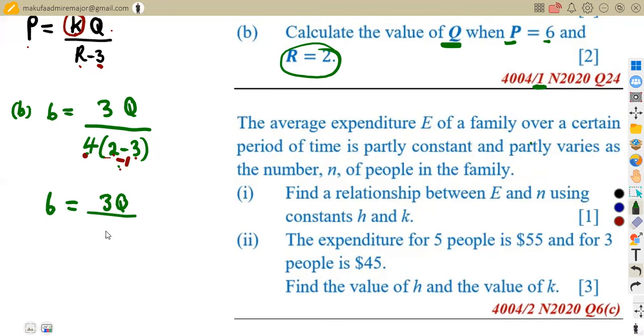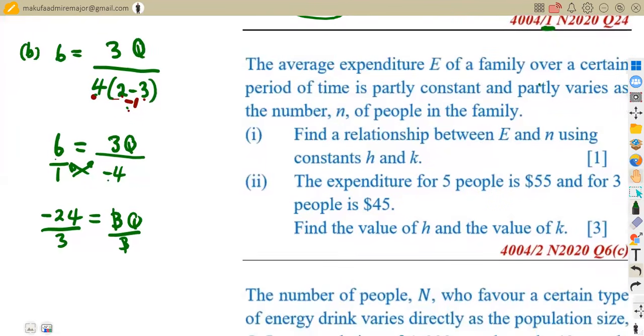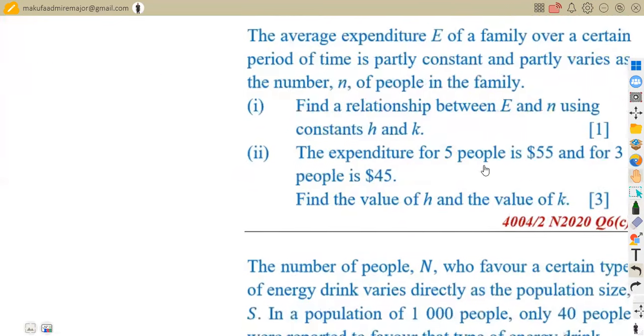4 times -1 will be -4 in this case. So we can cross multiply, since this is the same as over 1. You cross multiply -4 and 6, that is going to be -24, which is equal to 3Q. To find Q, we divide by 3 on both sides. So that means we now have the numerical value of Q. Therefore, Q is going to give us -8 at the end. All right, so that was the whole idea about this question.